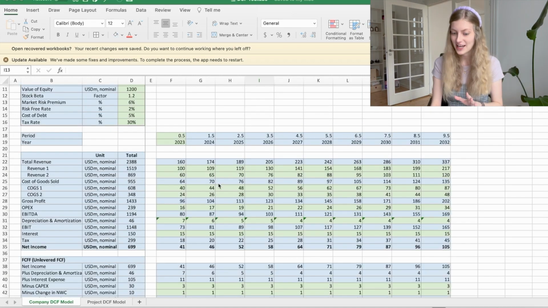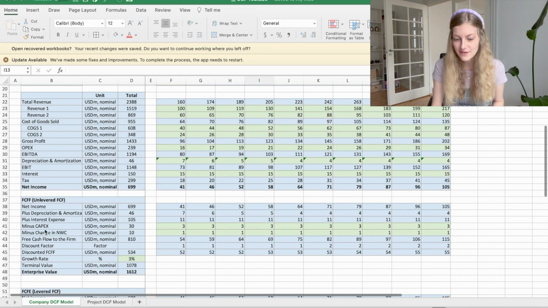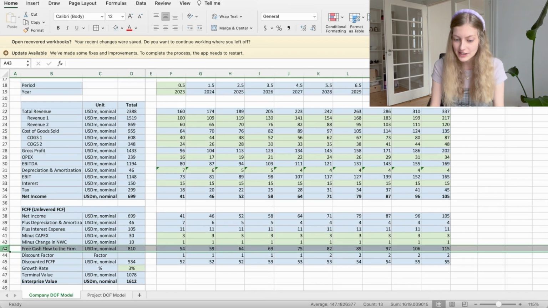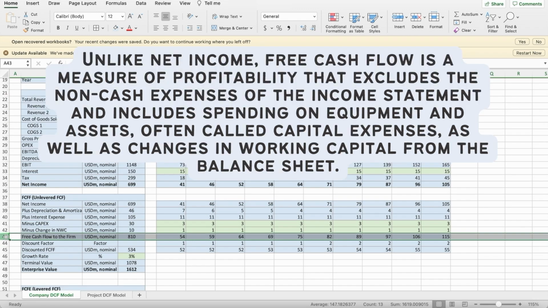So what you want to forecast to do a discounted cash flow model is the free cash flows. And so we have a line of free cash flows down here in line 43. And the free cash flows represent the cash a company generates after accounting for cash outflows to support operations and maintain its capital assets. Unlike net income, free cash flows is a measure of profitability that excludes the non-cash expenses of the income statement and includes spending on equipment and assets, often called CAPEX or capital expenses, as well as changes in working capital from the balance sheet.